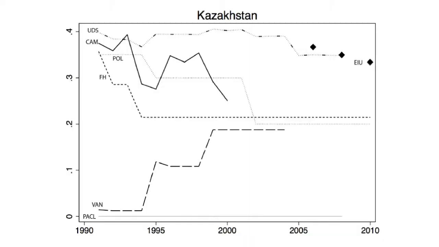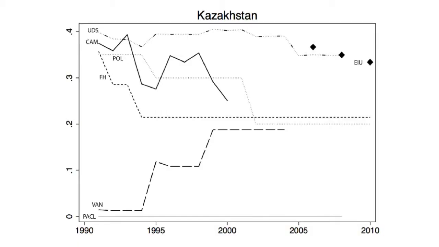This is Kazakhstan. Now in the previous slide, there were only two measures. This is seven different measures of democracy in Kazakhstan. Depending on who you ask, this is seven different countries, okay? Well, some are in agreement. Polity and Freedom House, this is POL and FH, basically in agreement that there's been a decline, although the decline in Polity is much more gradual.